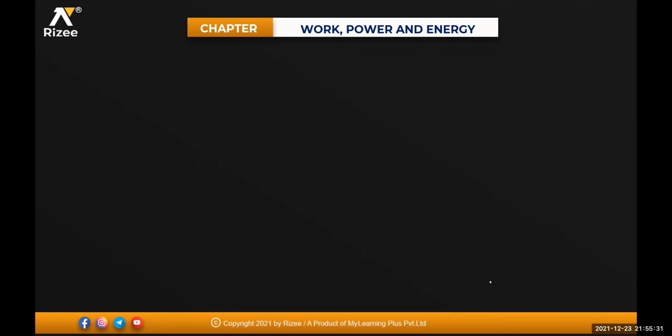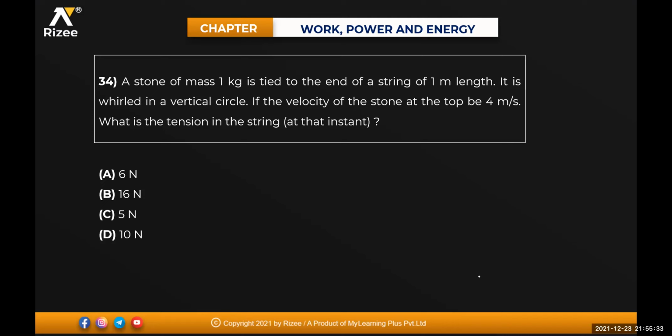Clear? Sure. Next one. A stone of mass 1 kg is tied to the end of a string of 1 meter length. It is whirled in a vertical circle. The velocity of the stone at the top is given as 4 meters per second. What is the tension in the string at that instant?